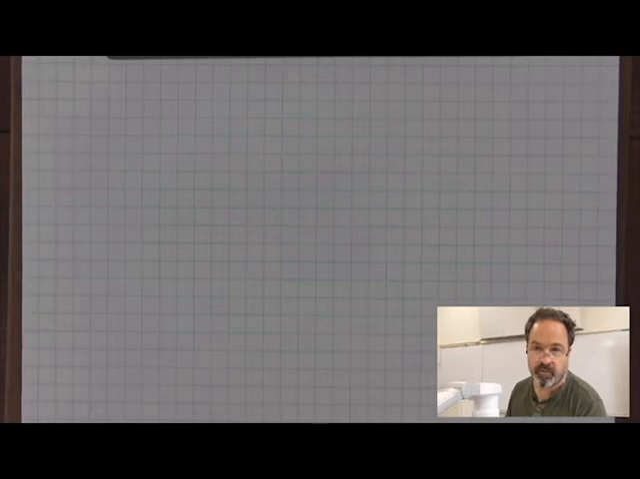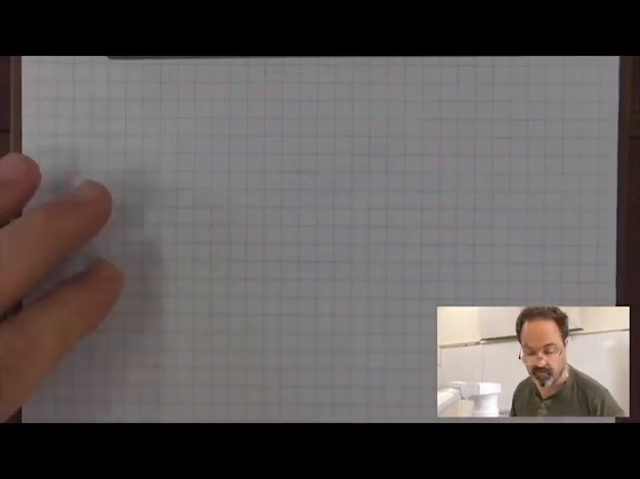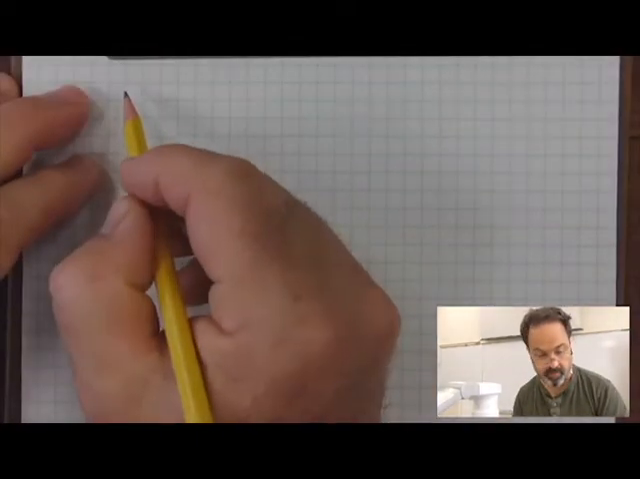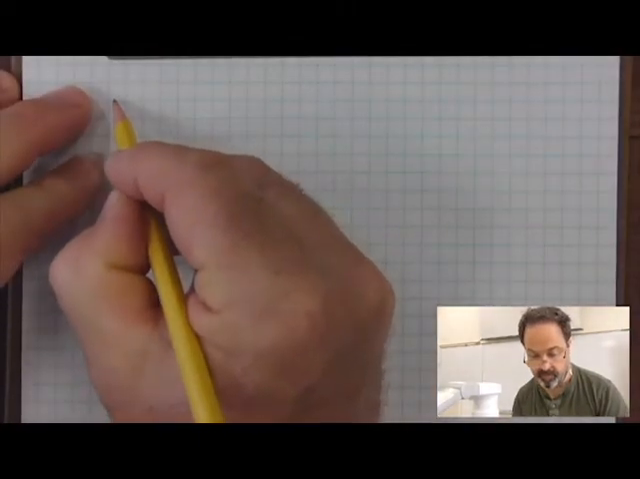I'm going to review two concepts, composite functions and inverse. We're going to review them together, so it's going to be fast. I'm going to write a couple of functions to work with.